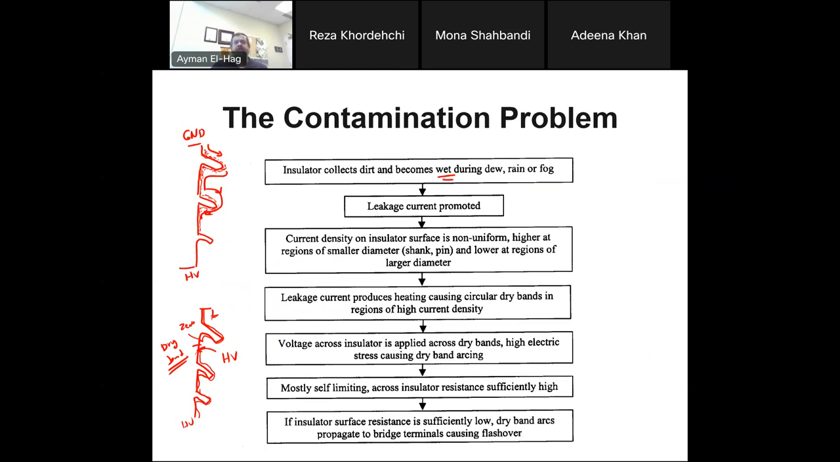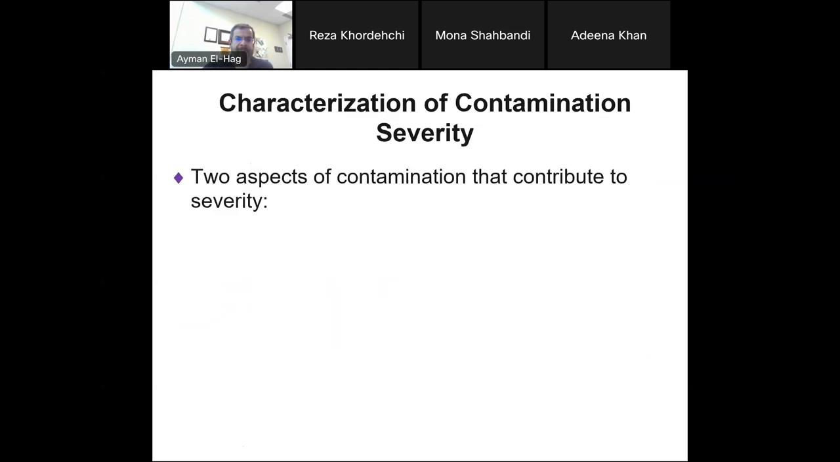Using washing, using coating, using rubber insulators, what are the differences between these insulators? Hopefully, we will have one lecture to talk about that after the term paper.